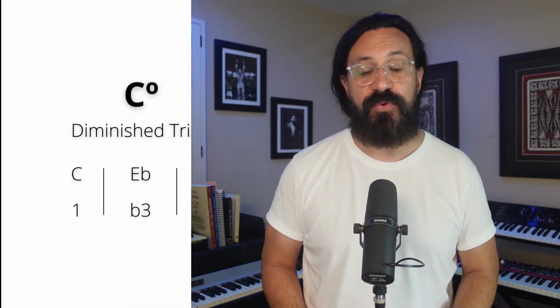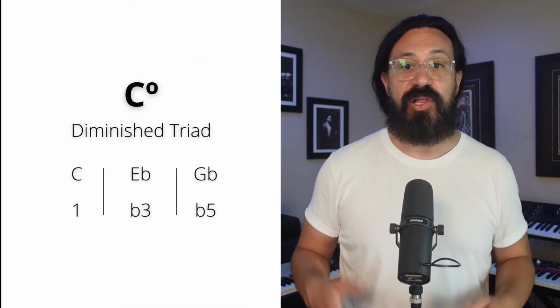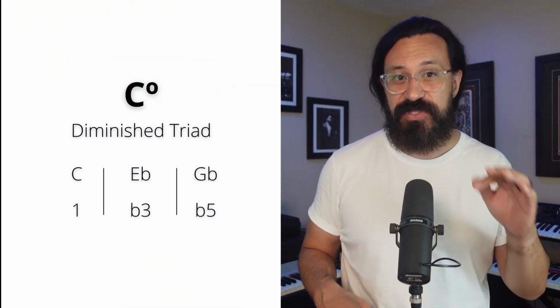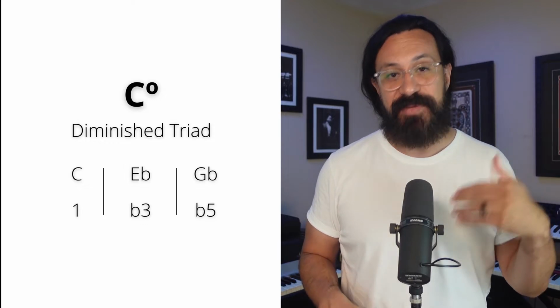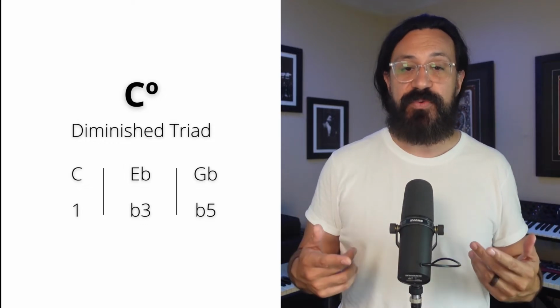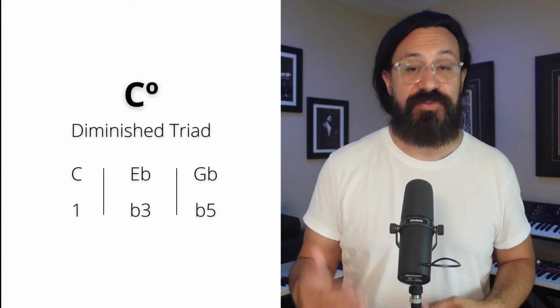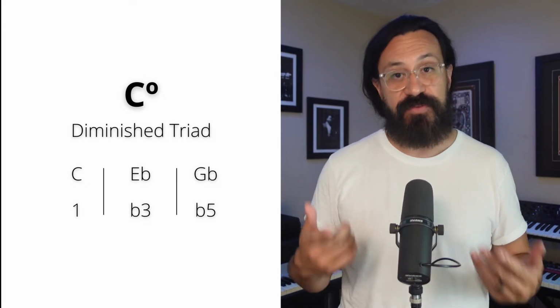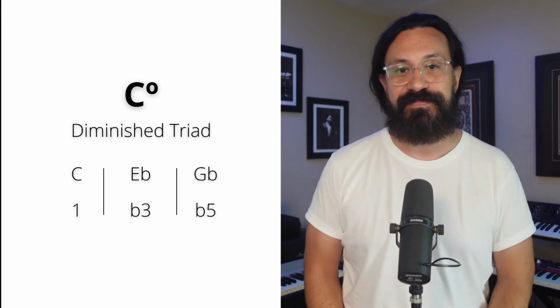This is a chord symbol for a diminished triad. Along with the letter, we have this small circle symbol indicating it is diminished. You need to have a root, minor third, and diminished fifth. Here are a few ways I might voice this chord.